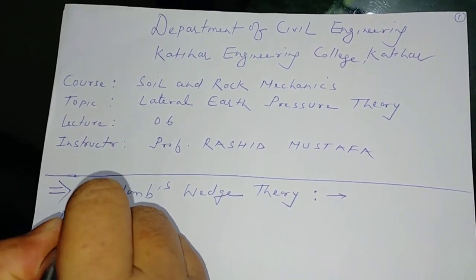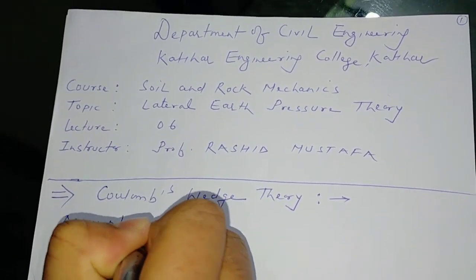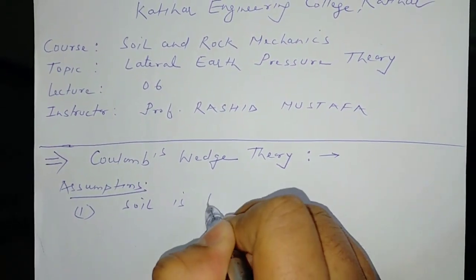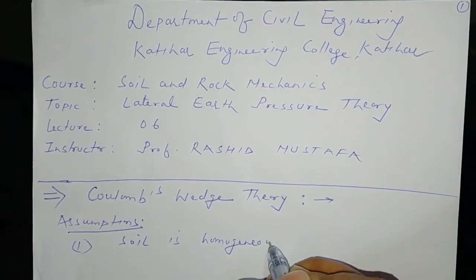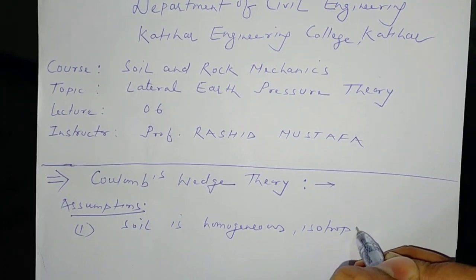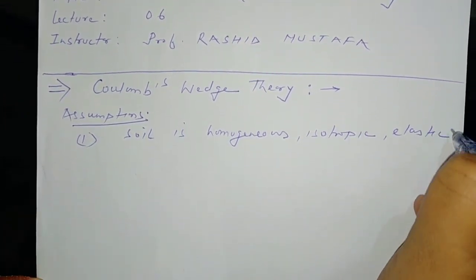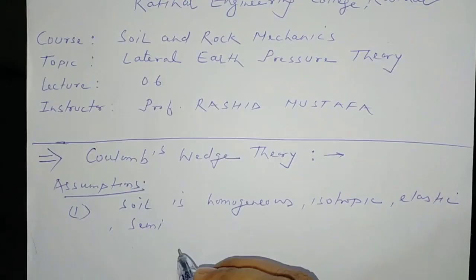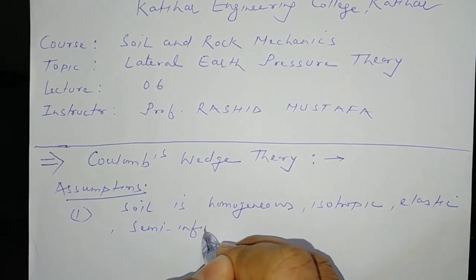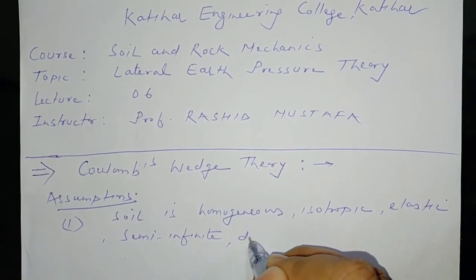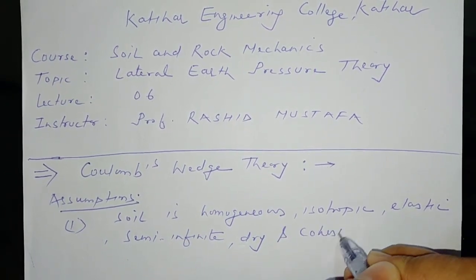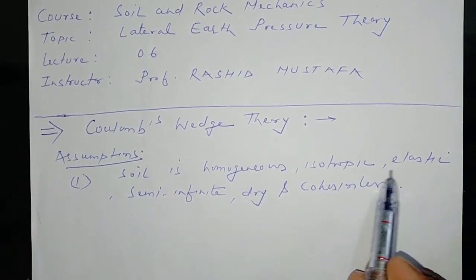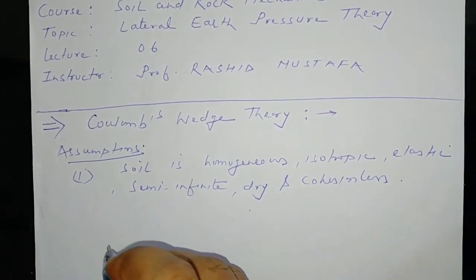The first assumption: soil is homogeneous, isotropic, elastic, semi-infinite, dry, and cohesionless. So the first assumption is soil is homogeneous, isotropic, elastic, semi-infinite, dry, and cohesionless.